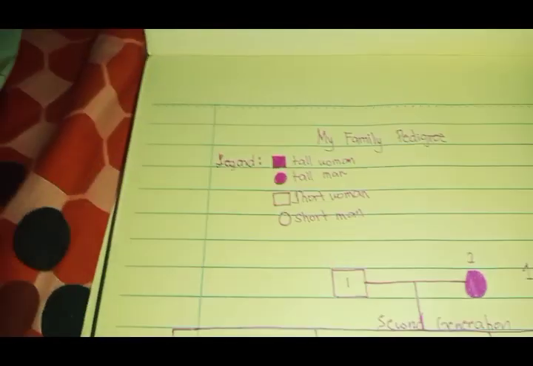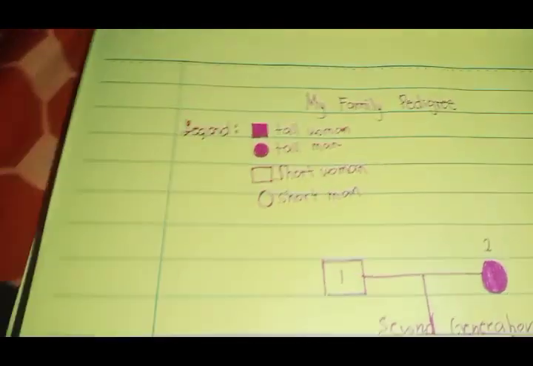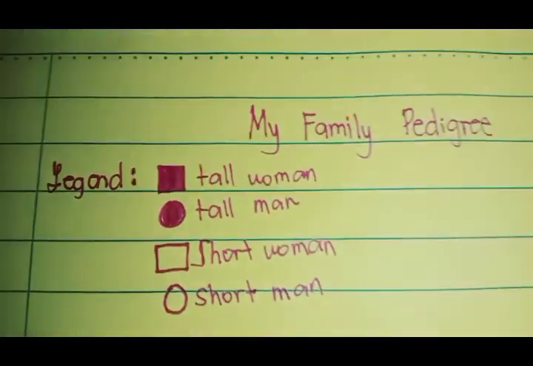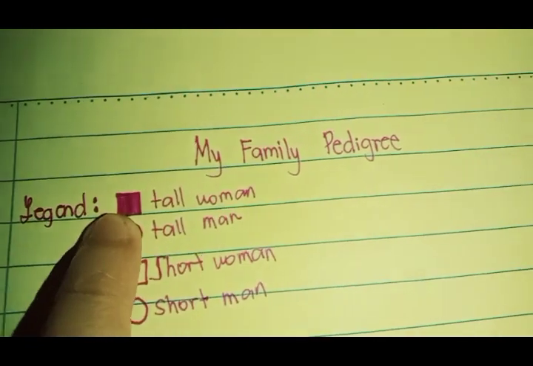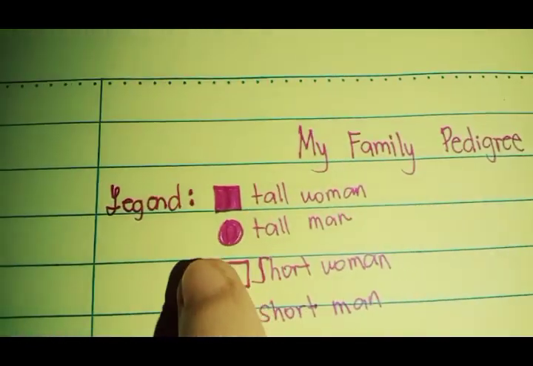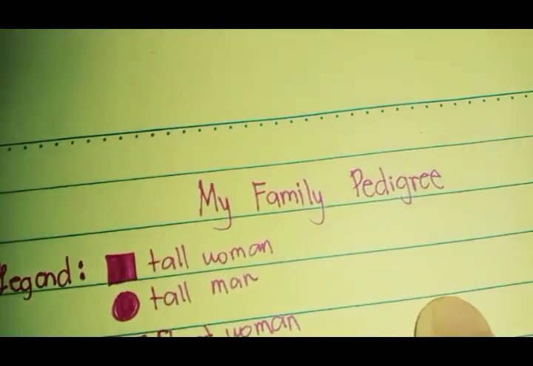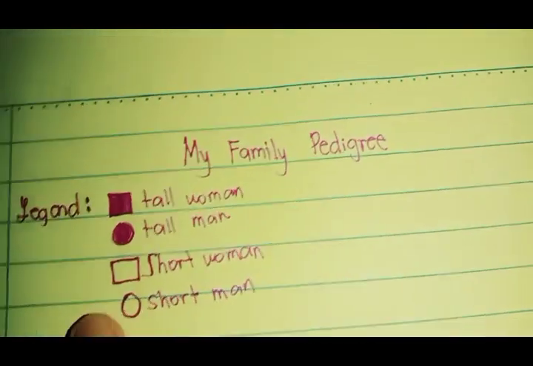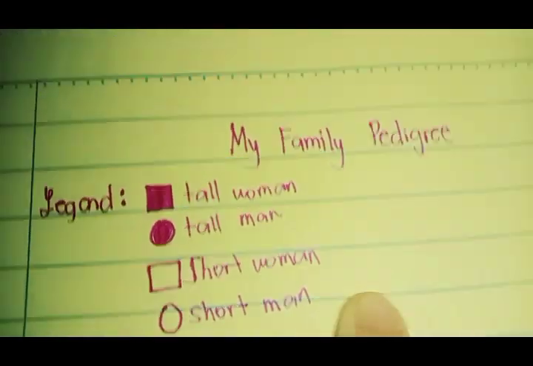The legend has four kinds: the shaded shape and the empty shape. So we'll start with the shaded shape. We have the shaded square, which is for tall women and girls. Shaded circle is for tall men and boys. Empty square is for short women and girls. Empty circle is for short men and boys. That will be the legend.